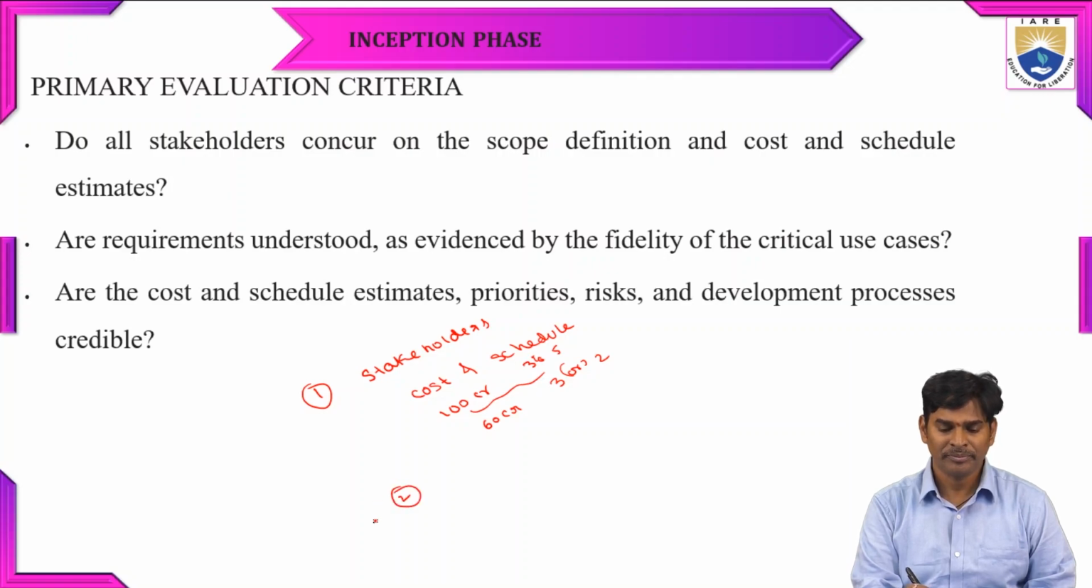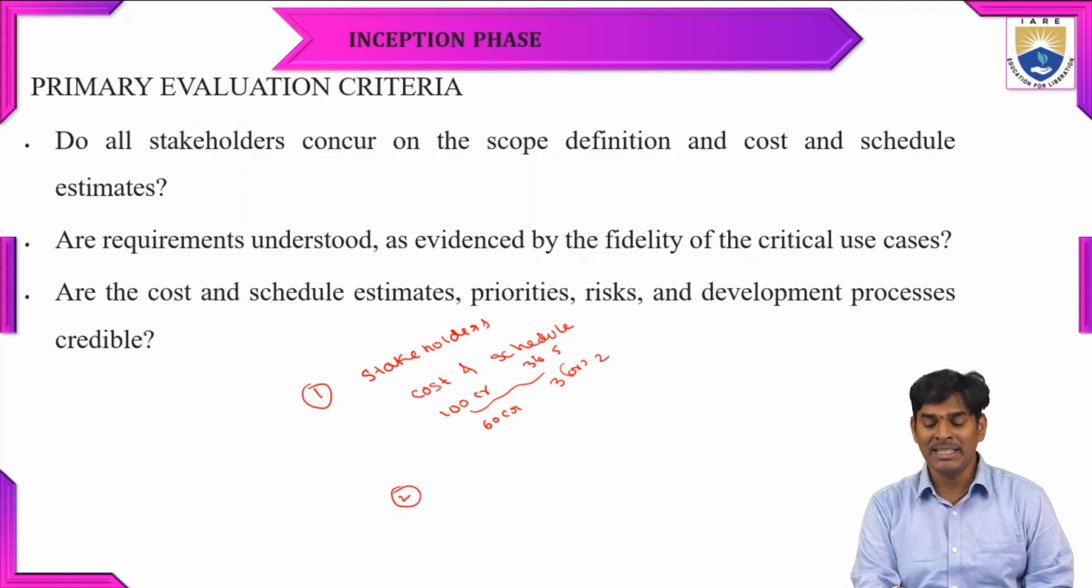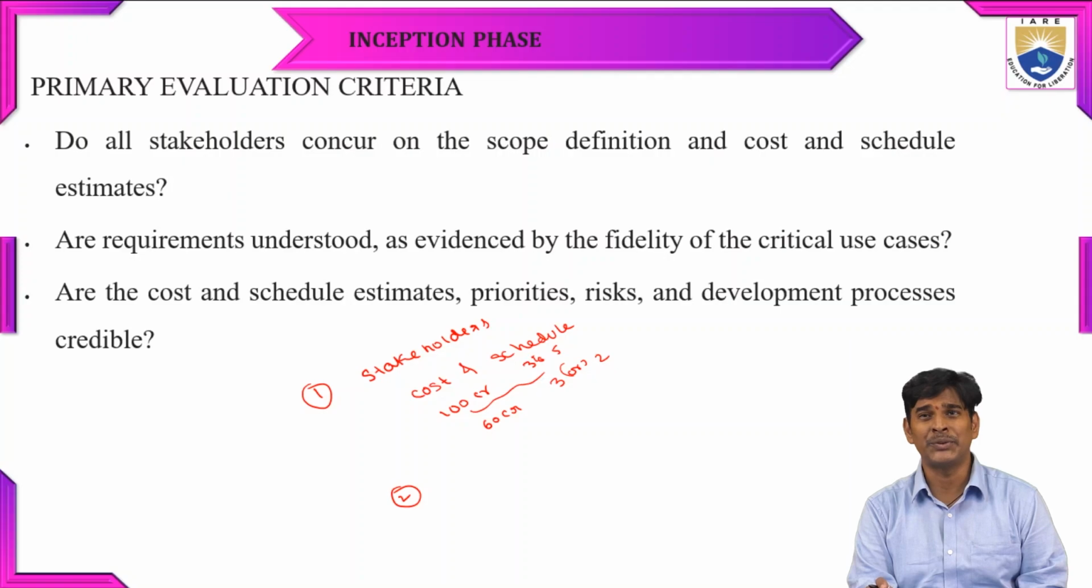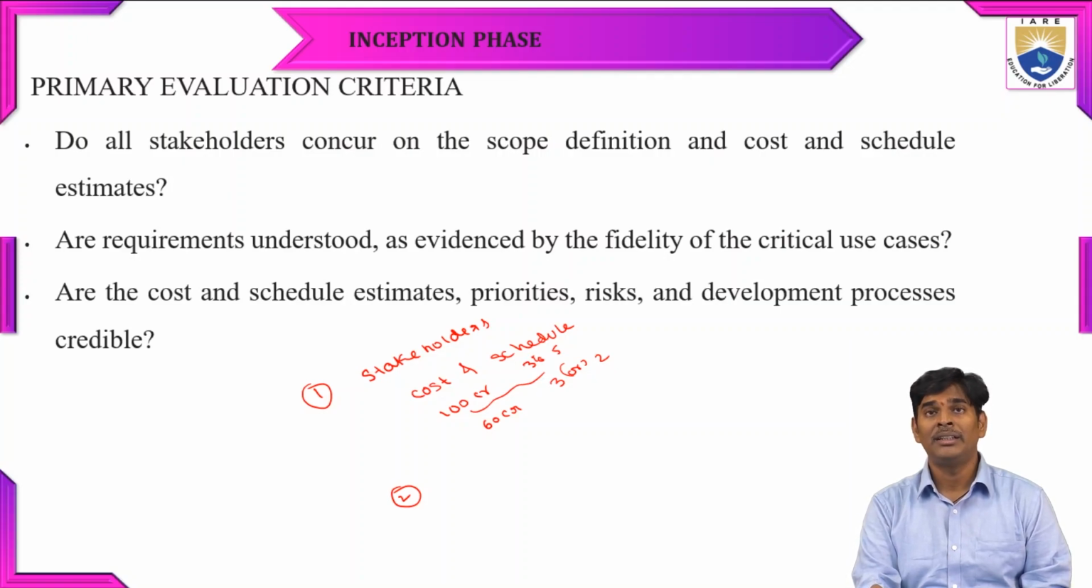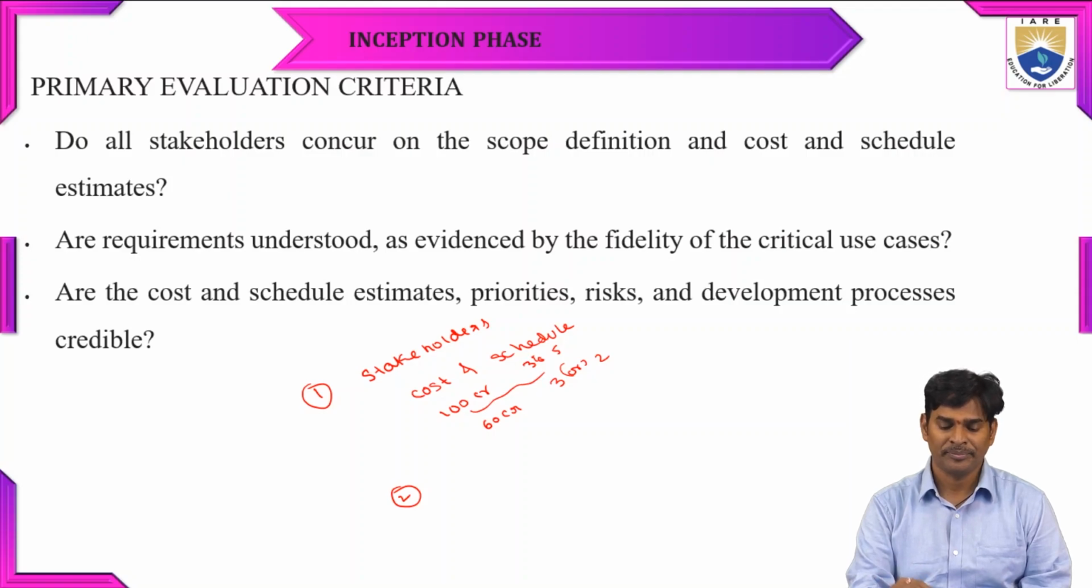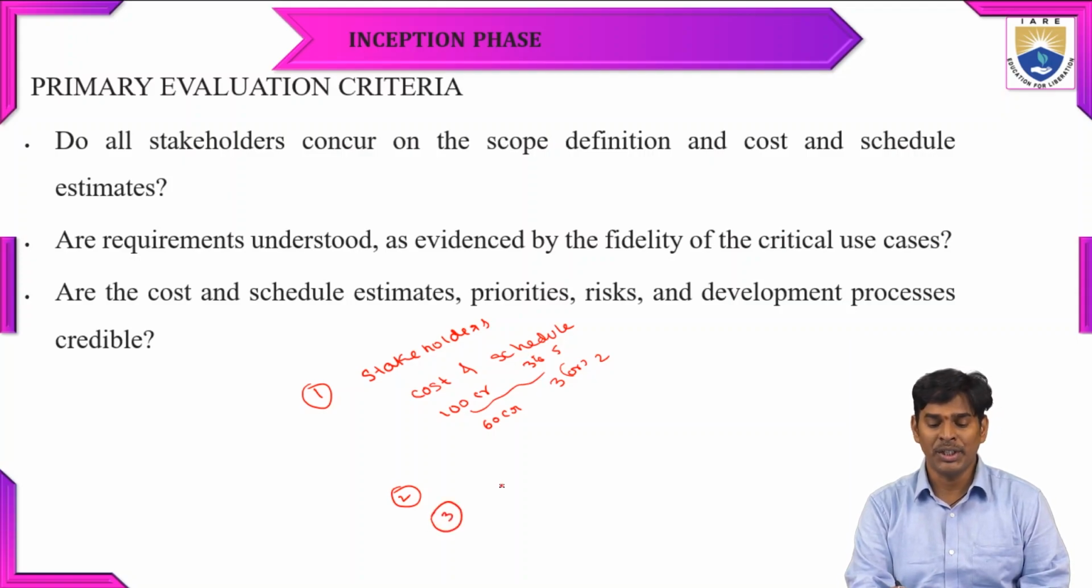The next one is: are requirements understood, as evidenced by the fidelity of the critical use cases? Okay, so when the problem is given by the stakeholder, they need to understand what the various requirements are, and then the business use cases. First, they need to understand the main requirements they require, and the planning and the tools. They need to understand what the critical use cases are. Then only can they go for the scope of the software project. And the next one is: are the cost and schedule estimates, priorities, risk, and development process credible?